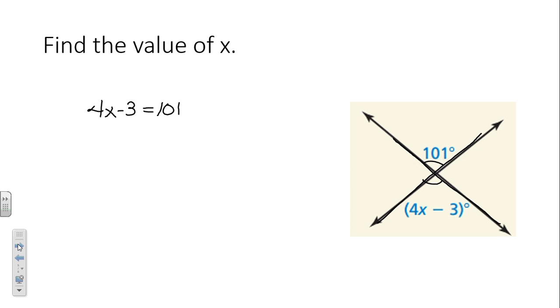Okay, so that's going to be your problem, is to figure out how these are related, and then set up the proper equation. Okay, so here we go. If I have 4x minus 3 equals 101, what am I going to do, Zach H? Add 3 to both sides.